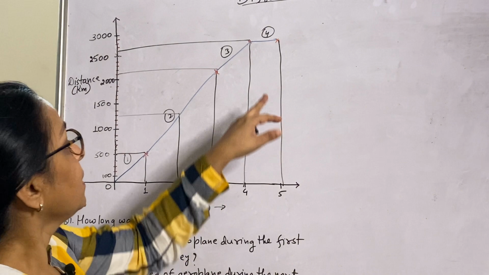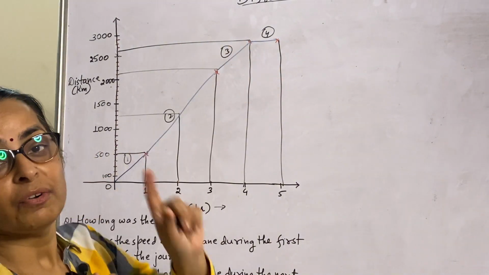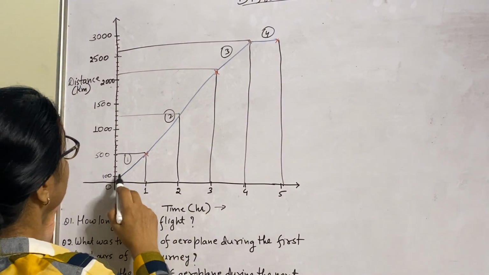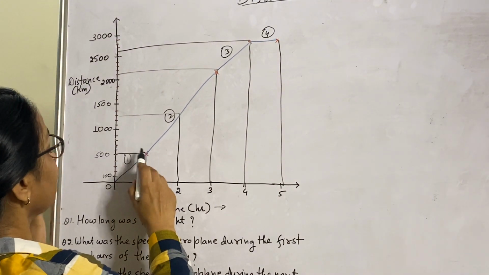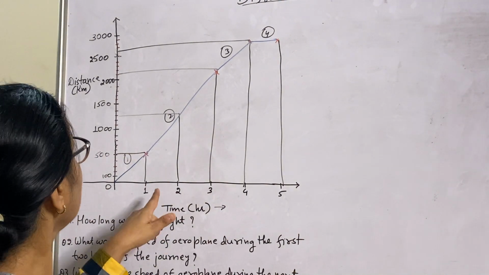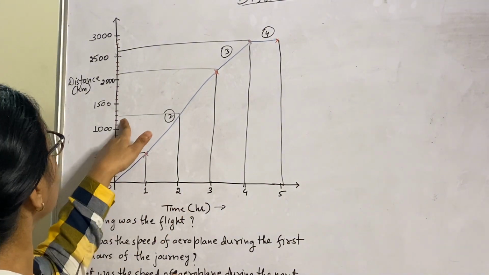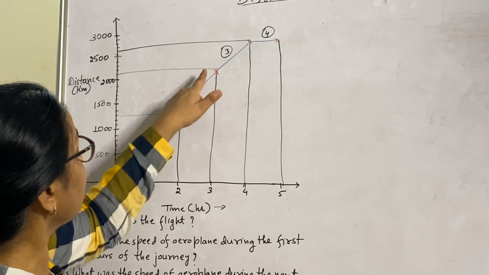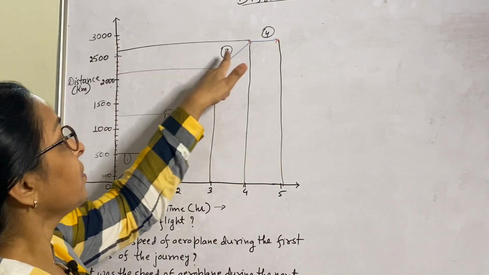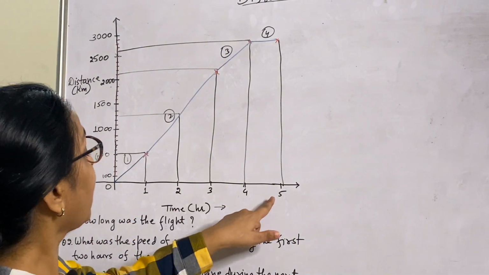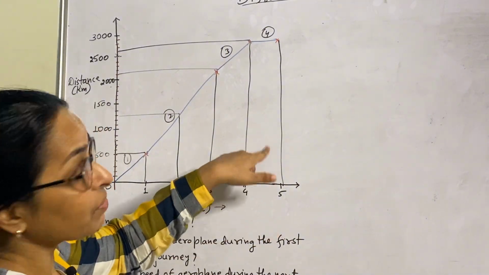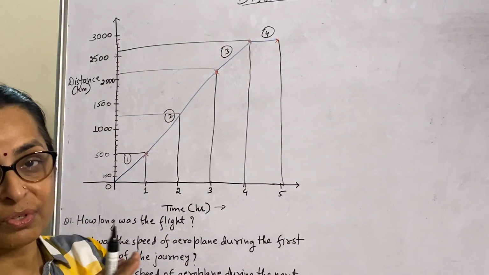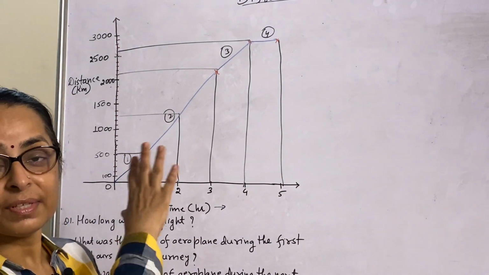What does it mean? That the aeroplane is at rest, it is not flying. Here it has covered 500 kilometers in the first hour, then in 2 hours it has covered 1300 kilometers, in 3 hours 2100 kilometers, in 4 hours 2600 kilometers, and after 5 hours also it has covered 2600 kilometers only. In the last hour it is not traveling. This is how we read it.